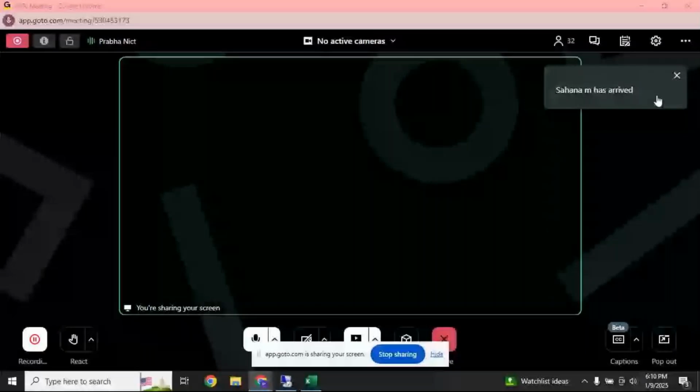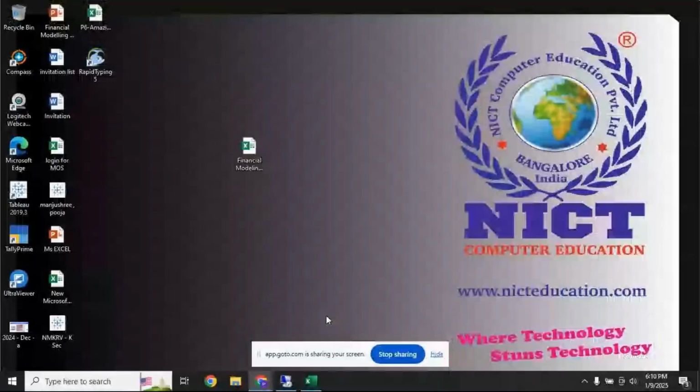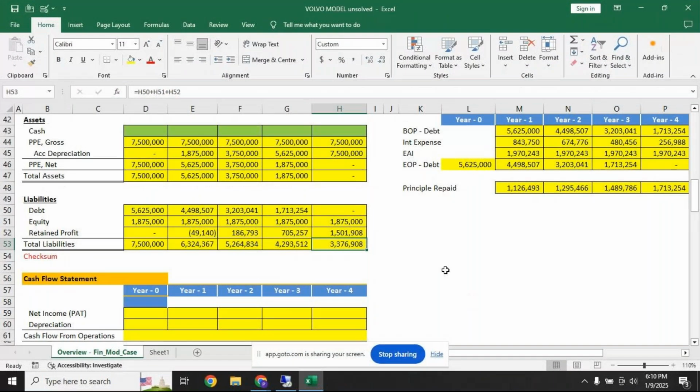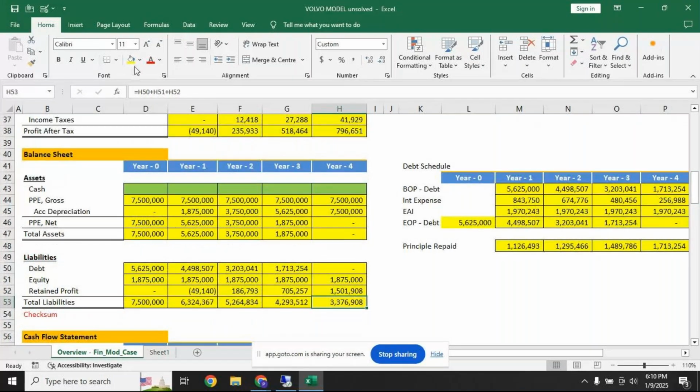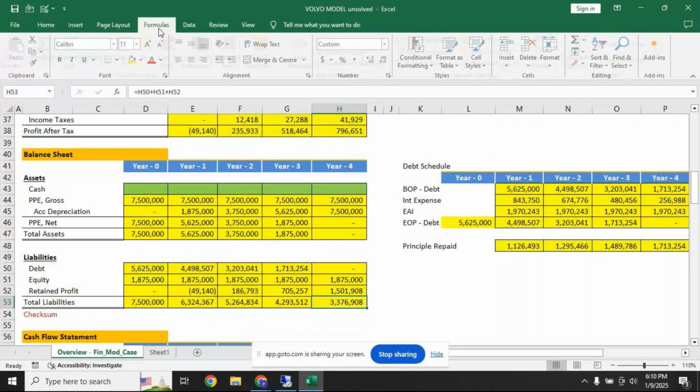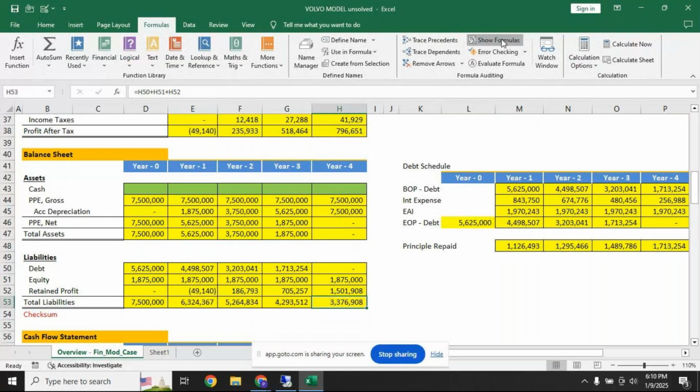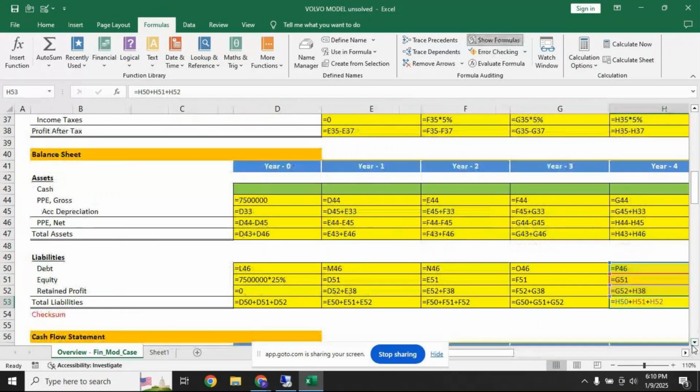So yesterday we were solving the Volvo model, in which we have solved till the balance sheet. I'll show you the formulas. I wanted you people to check whether everything is done properly. We'll continue with the balance sheet. Once after finishing this, then we will have the revision. So we'll just discuss the question paper for tomorrow's exam. Have a look.